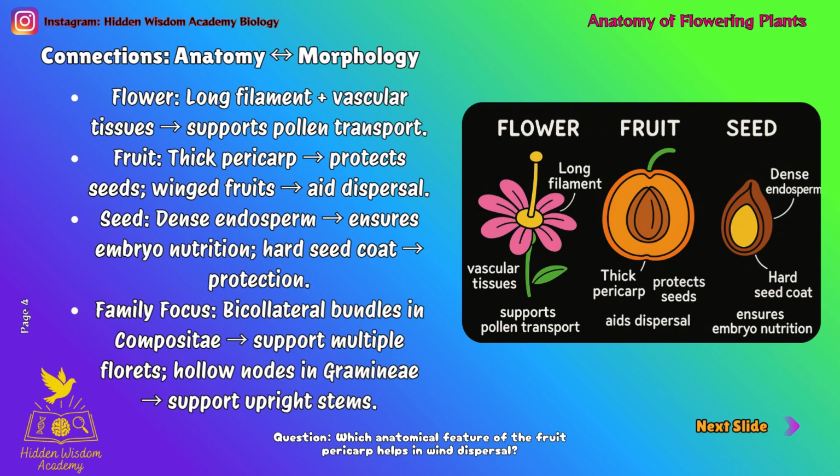Looking at families, bilateral bundles in Compositae support many small florets, and hollow nodes in Gramineae allow stems to remain upright and flexible.